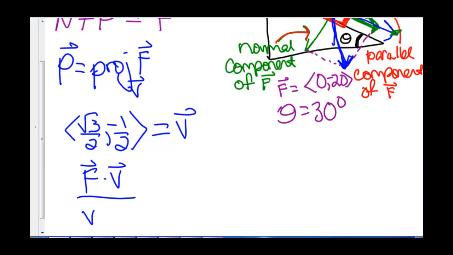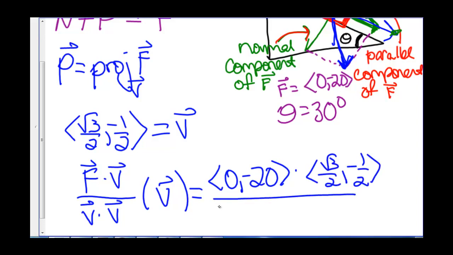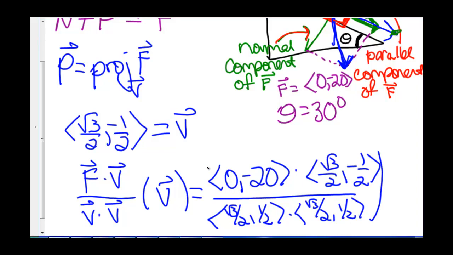So to find our projection of F onto v, we need F dot v over v dot v times the vector v. So we have 0, negative 20 dot square root of 3 over 2, negative 1/2 over square root of 3 over 2, negative 1/2 dot square root of 3 over 2, negative 1/2 times the vector square root of 3 over 2, negative 1/2.